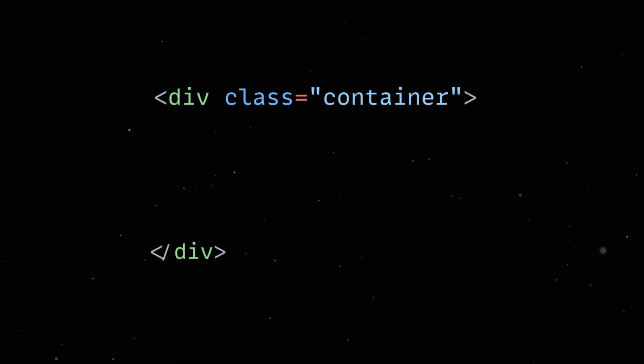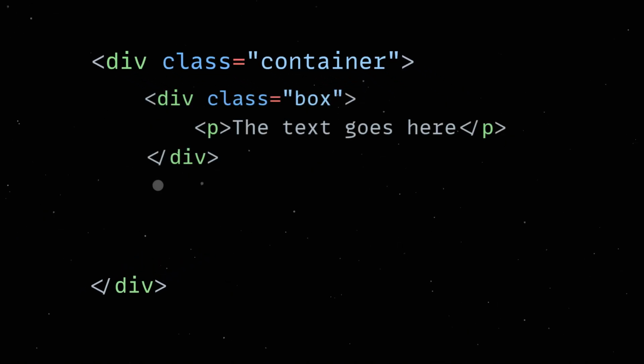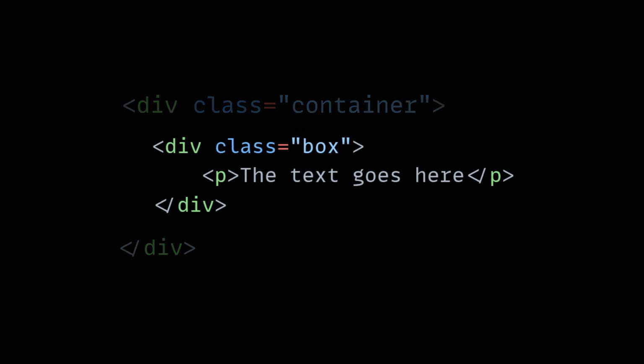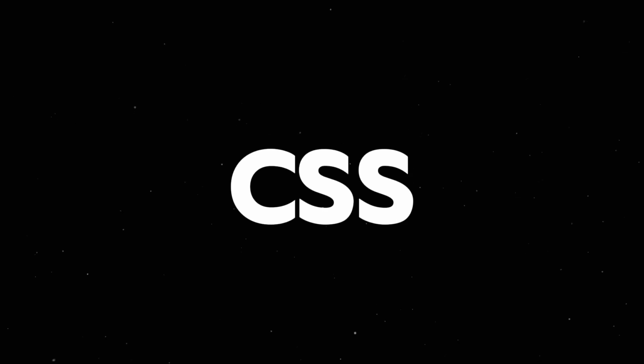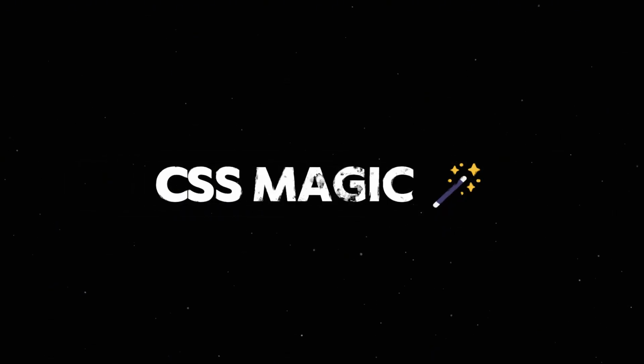So let's dive in. First, we need to create a container element to hold our text content. Within this container, we'll need 4 or 5 div elements, each containing some text. But for now, let's focus on just one. With our HTML structure in place, it's time to move on to the CSS, where the real magic happens.